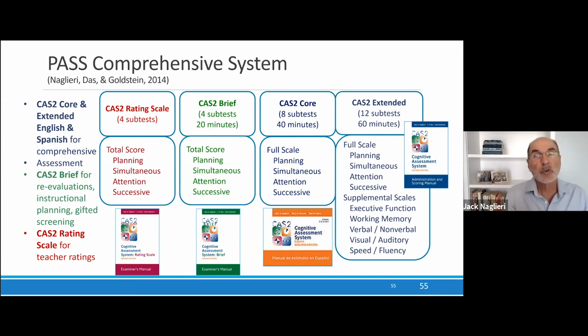And then the CAS-2 Core is 40 minutes. It's 8 subtests, the first 2 in each of the 4 scales. The CAS-2 full version, 3 in each of the 4 areas, has supplementary scales if that's of interest to you. And of course, we have the CAS-2 Spanish. So I really wanted to build out the different ways of getting measurement of the theory.